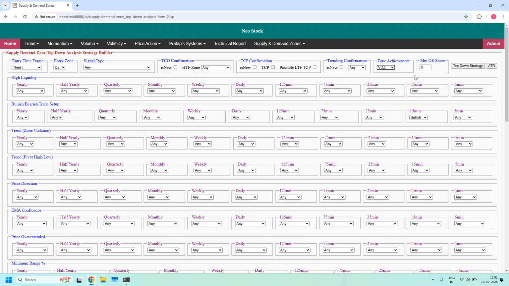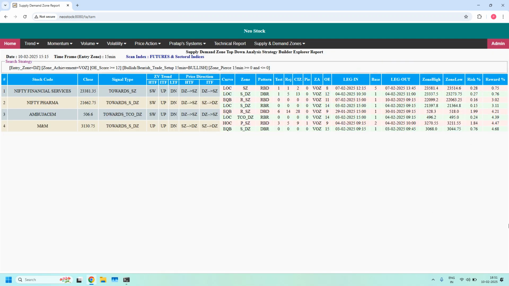Zone achievement violated opposing zone, minimum odd enhanced score 12. All 3 filters are applied to the 15 minutes demand zone. So with these filters, we got only 4 stocks. So these 4 stocks are currently supporting bullish trade setup for daily income trade, and entry time frame zones are 15 minutes demand zones. Out of these 4 15 minutes demand zones, all are having high liquidity demand zones.